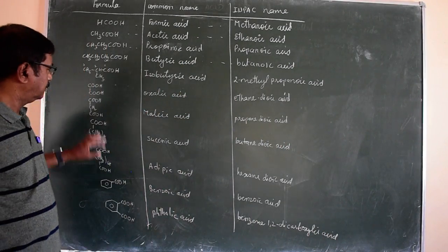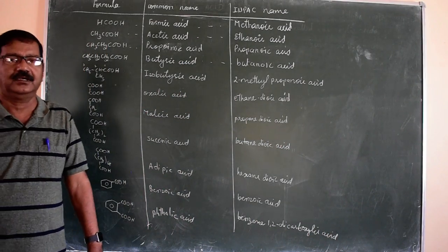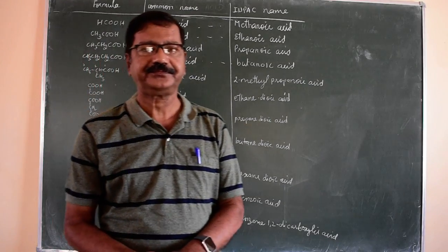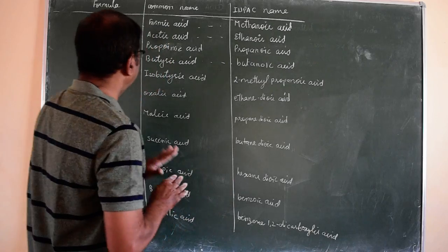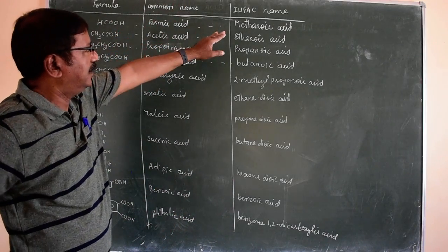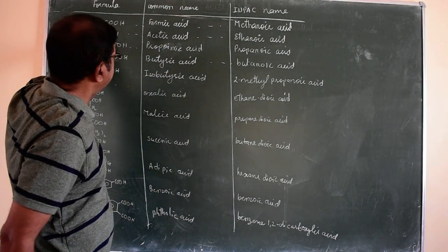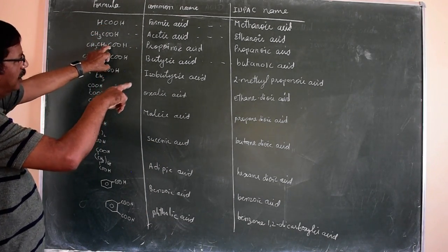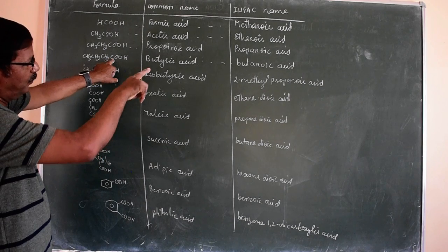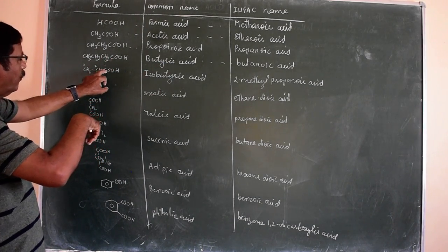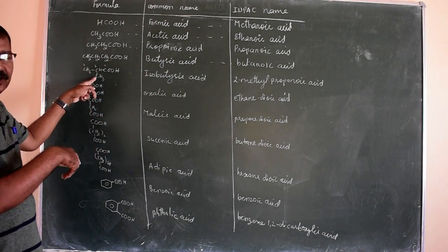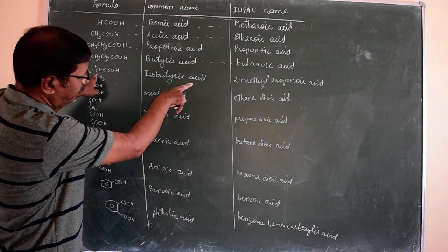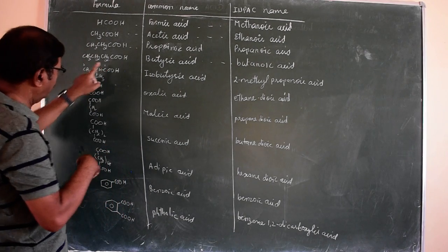So in this way we can name the carboxylic acids. Oic acid is the suffix for carboxylic acid. 1 carbon methanoic acid, 2 ethanoic acid, 3 carbon propanoic acid, 4 carbon butanoic acid. Again 4 carbon, but we have a side chain in the IUPAC system, so we have to number it. On the second carbon we have methyl, so 2-methyl propanoic acid.